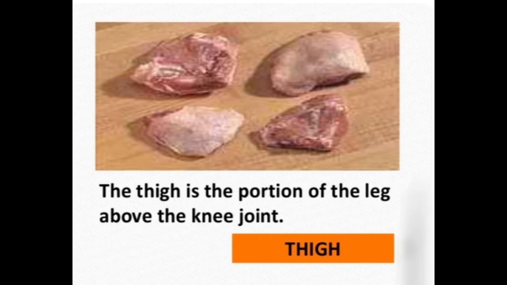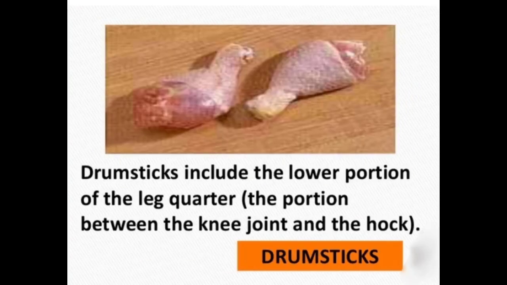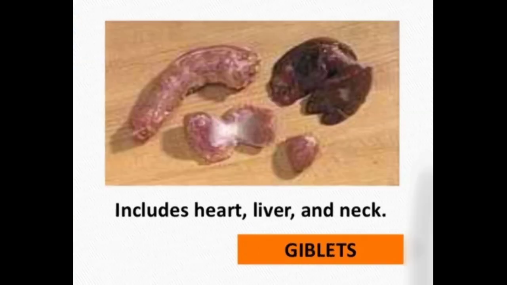Thigh. The thigh is the portion of the leg above the knee joint. Boneless, skinless thigh. Thigh with skin and bone removed. Drumsticks. Drumsticks include the lower portion of the leg quarter. Giblets include heart, liver, and neck.